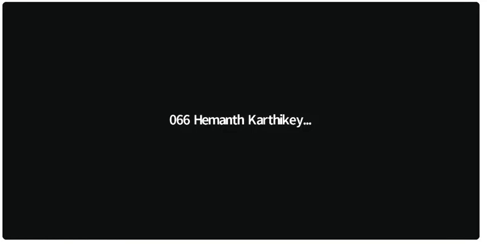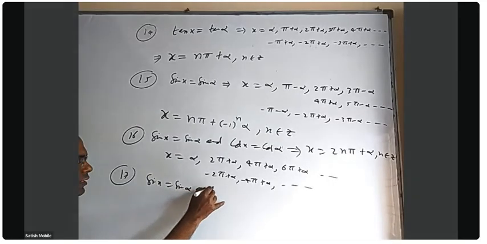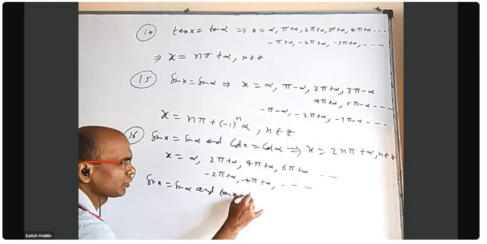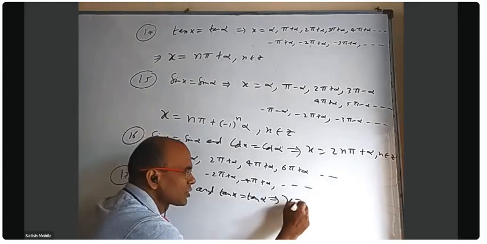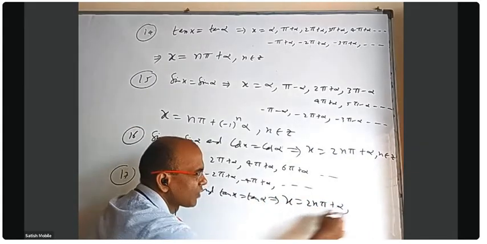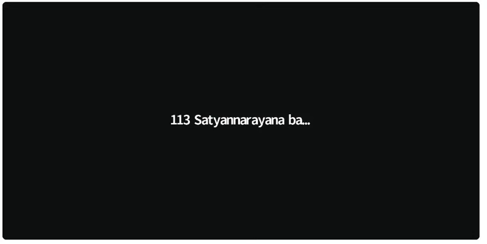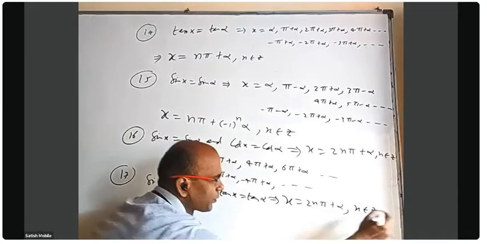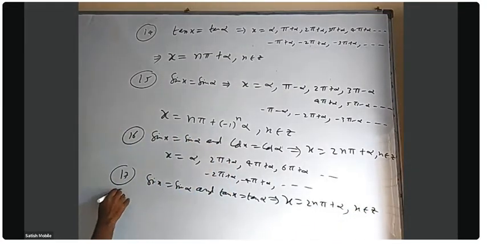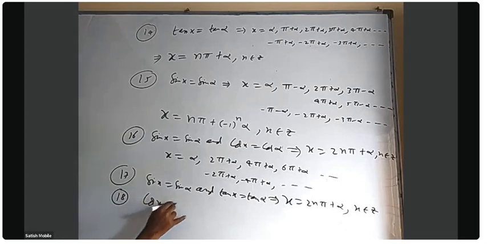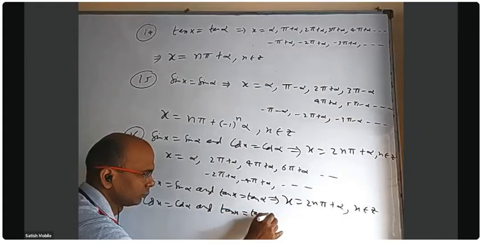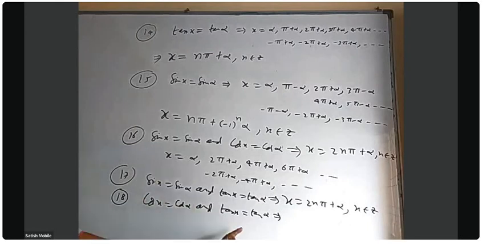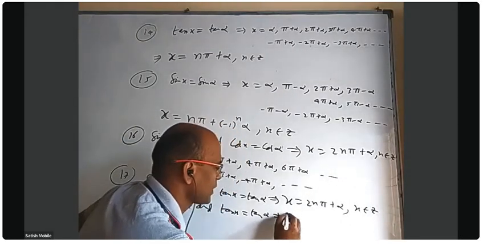If I take sin x equal to sin alpha and tan x equal to tan alpha, both, then also same, 2n pi plus alpha only, n belongs to Z. If I take cos x equal to cos alpha and tan x equal to tan alpha, so whenever two equations are involved, it is only 2n pi plus alpha.